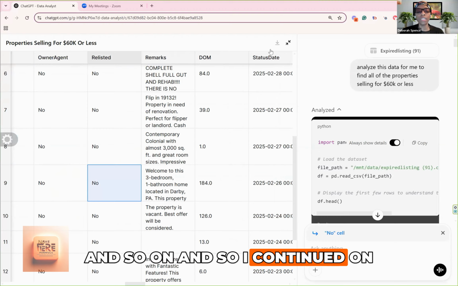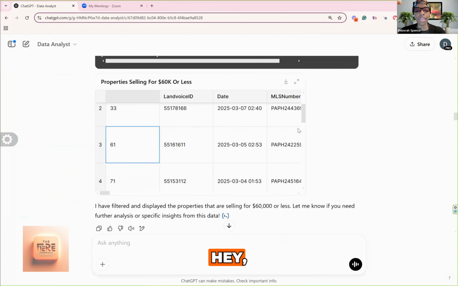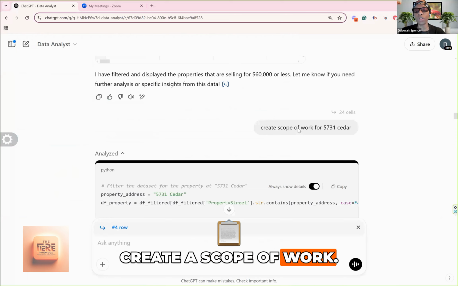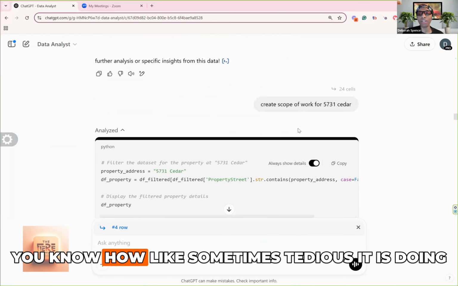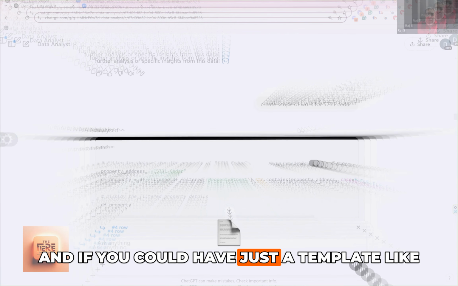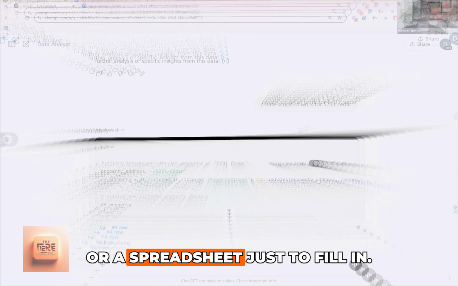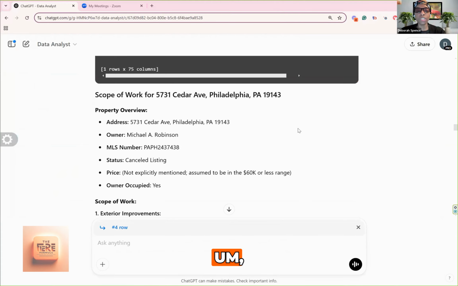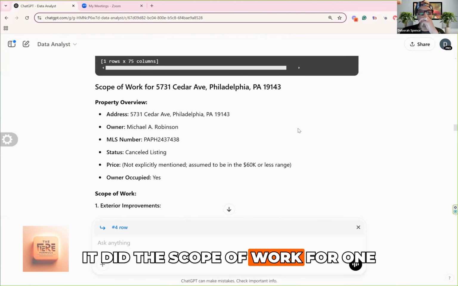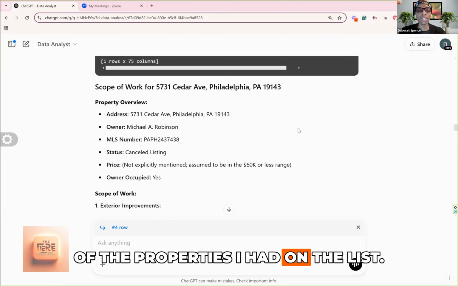And so I continued on and said, hey, analyze this and create a scope of work. So, Raj, you know how tedious it is doing the scope of work, and it would help if you could just have a template or a spreadsheet to fill in. So this is what it did. It did the scope of work for one of the properties I had on the list.